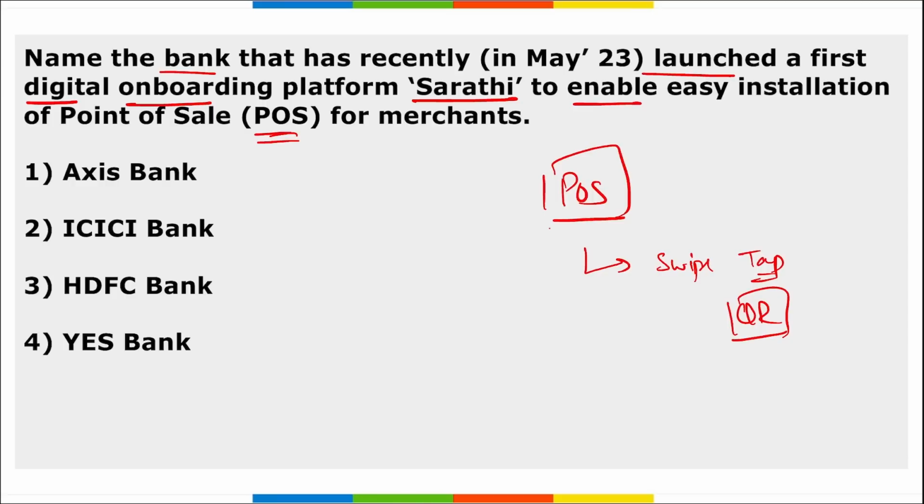So this point of sale is a terminal, so that means it is a piece of hardware. Correct. And this is for processing payments at retail locations. So now the question asked here is, which bank has launched the first digital onboarding platform Sarthi to enable easy installation of these point of sale terminals? It is your Axis Bank.